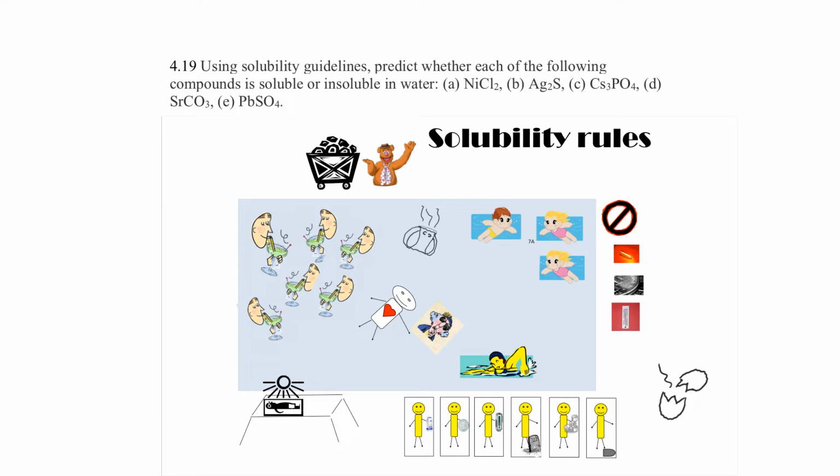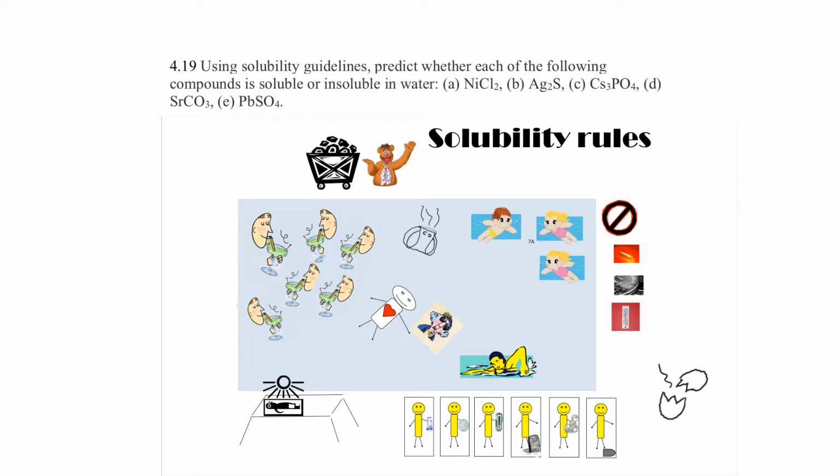Okay, so if you remember, anything in the pool is soluble, anything out of the pool is insoluble. So if you mix things together that is soluble, then it will be soluble in water. If it's on the outside, it will not be soluble in water. It's insoluble. All right, the first one is nickel chloride.